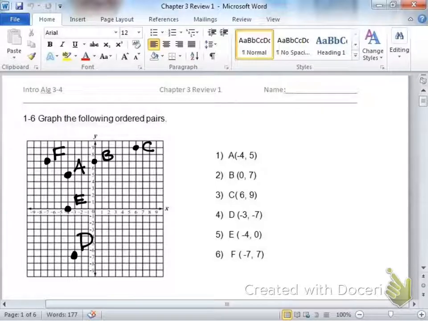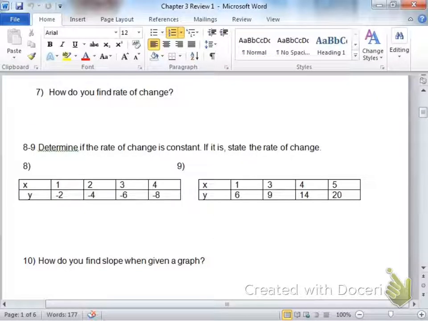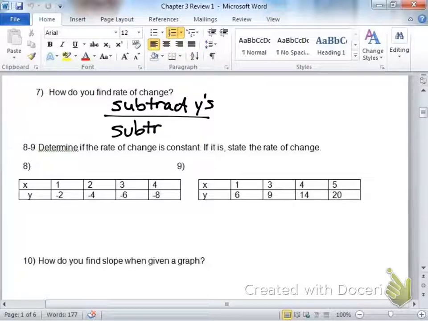Any questions on those? So number 7 is just sort of like a background question to see if you know what you're talking about. So how do we find rate of change? And these will be really good when you're studying. Rate of change, how do you find it? You're going to subtract the y's on the top, and then you're going to subtract the x's on the bottom.